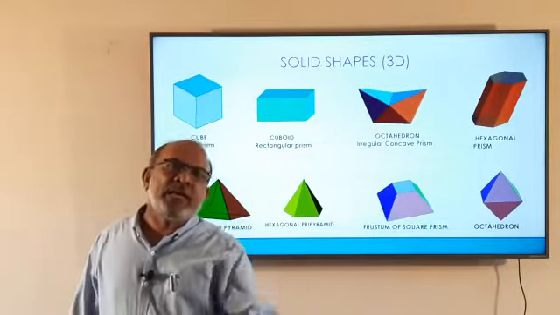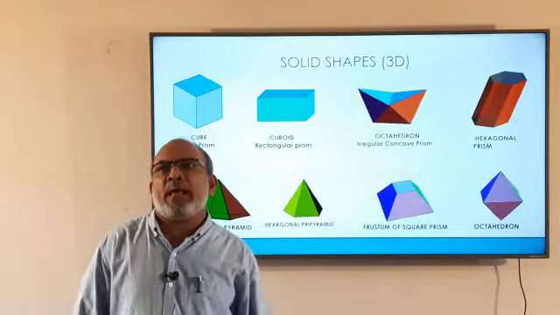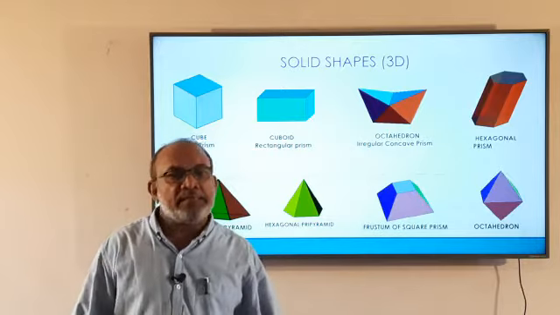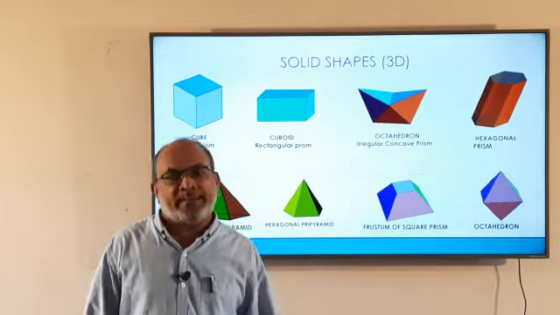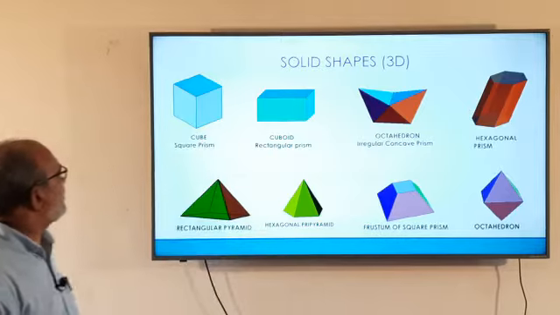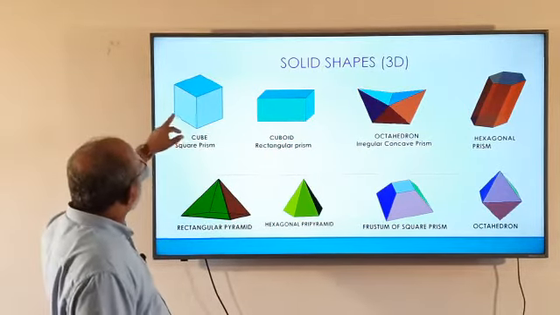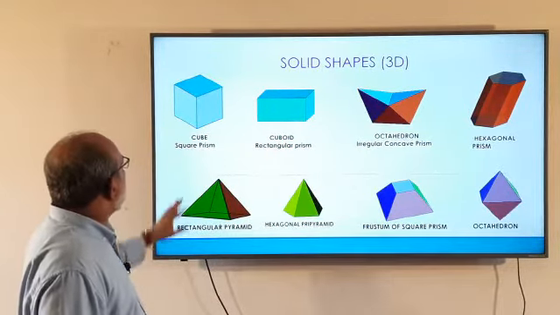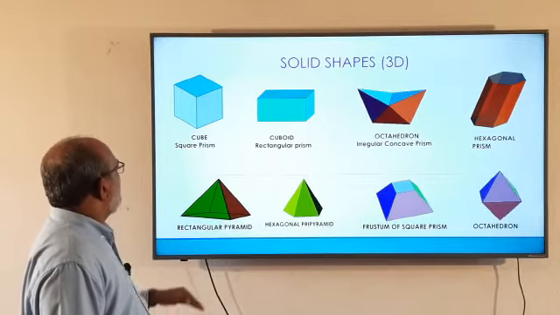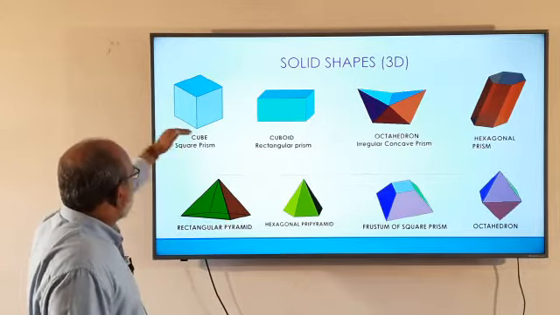As far as plane shapes are concerned, they are two-dimensional. They have length and breadth. They have no depth or height. So these are 3Ds. It's a square prism because the base is a square. That's why we call it a square prism. The naming is based on the base.